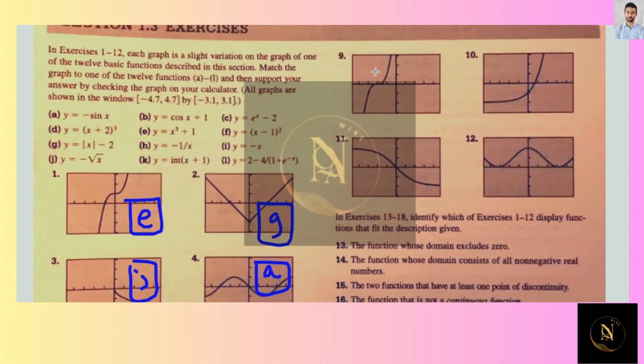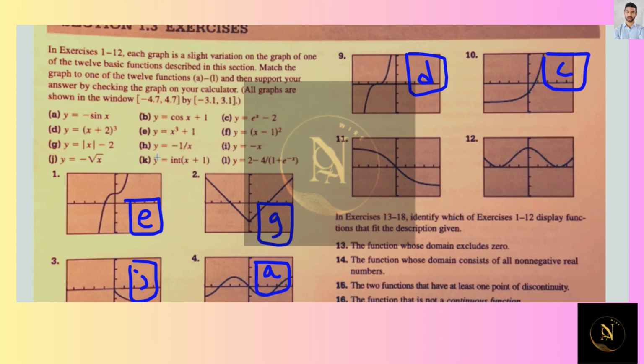Then we have another cubic function. This would be shifted left 2, and so that would be D. And we have an exponential function, that would be more like e to the x minus 2, so this would be C.